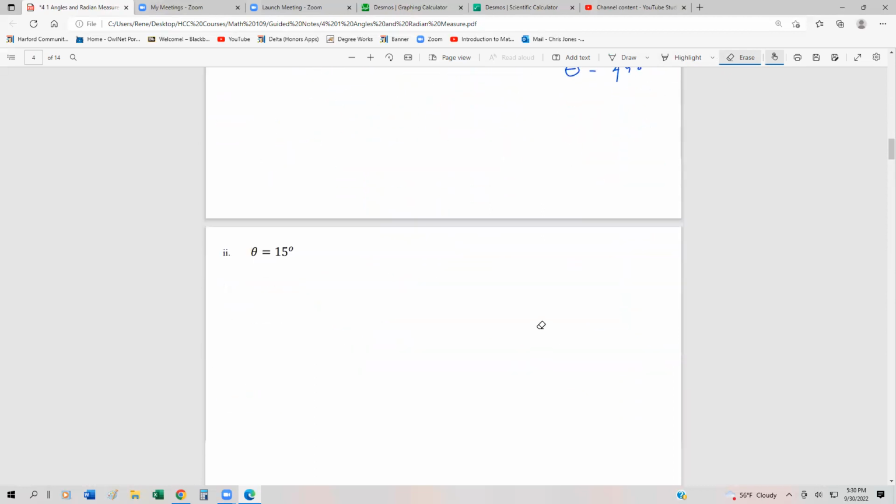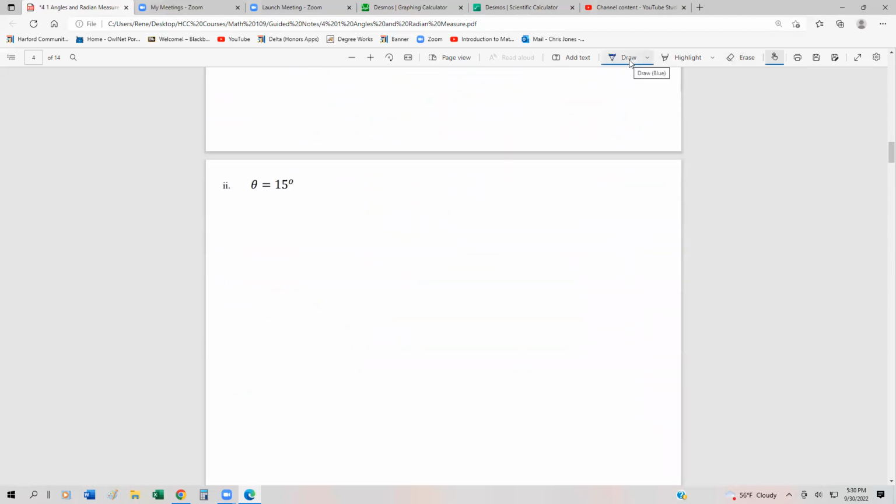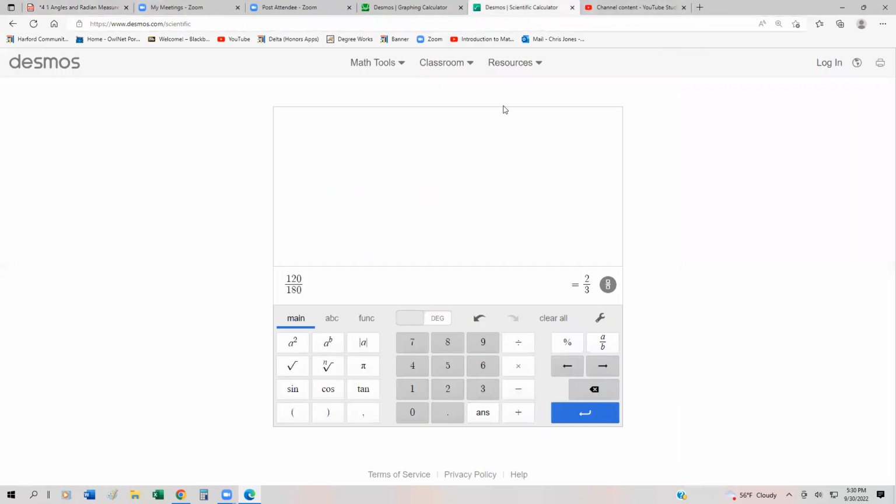All right, theta equals 15 degrees. So this is going to be an acute angle. Remember, anything between 0 and 90 degrees is going to be called an acute angle. Letter B, convert this into radians. We take 15 degrees and multiply that by pi over 180 degrees. Once again, in our calculator, we're going to type 15 out of 180.